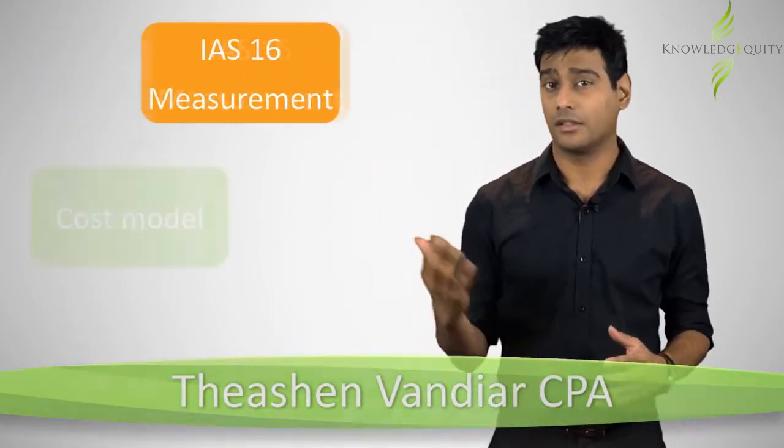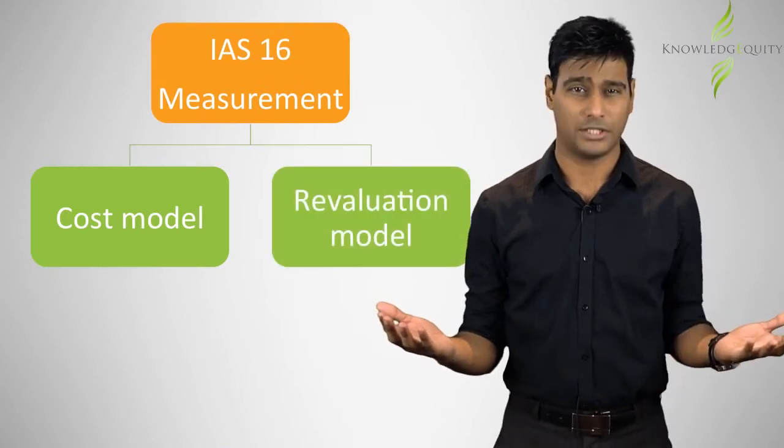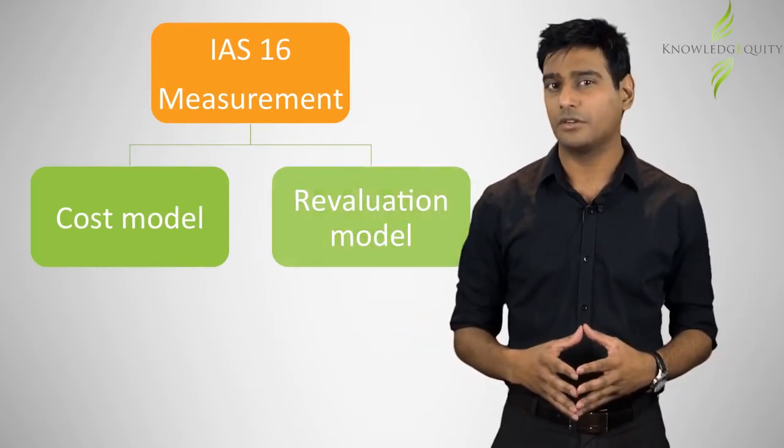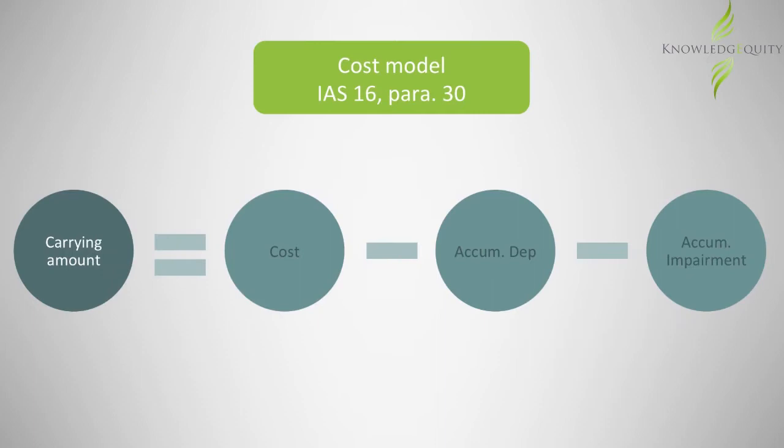IAS 16 paragraph 29 allows a choice of two methods for measuring assets, the cost model and the revaluation model. Let's start with the cost model. The carrying amount of an asset under the cost model would be calculated as costs less accumulated depreciation and impairment.